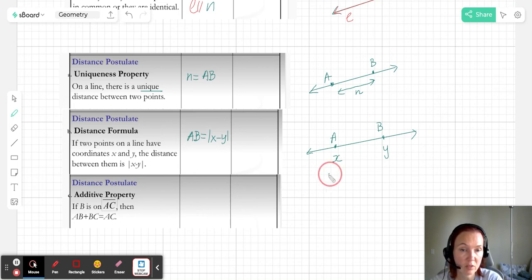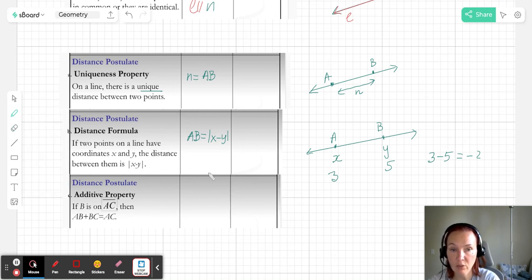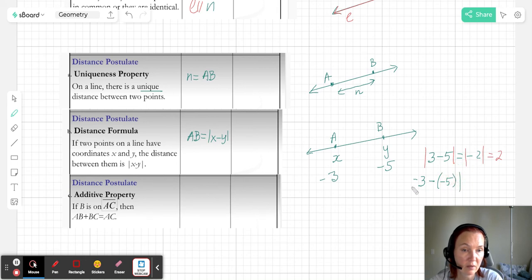Imagine that X was 3 and Y was 5. If I do 3 minus 5, I'm going to get negative 2. But if I put the absolute value around 3 minus 5, then I'm going to get 2, and 2 is a positive value. If I have, let's say, negative 3 minus negative 5, then this equation still works. We put the absolute value. It's the same thing as saying negative 3 plus 5, which is going to be equal to positive 2. So still our distance equals 2.